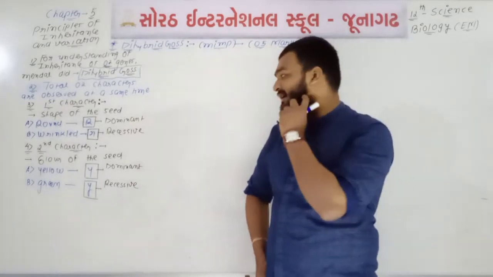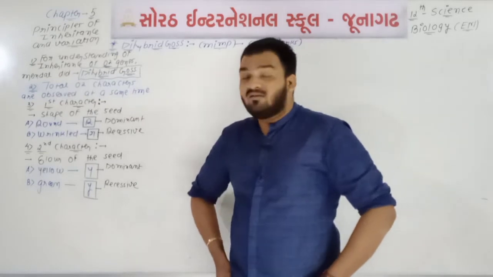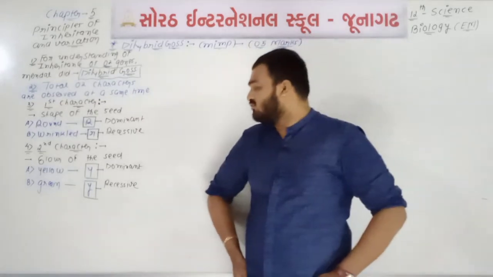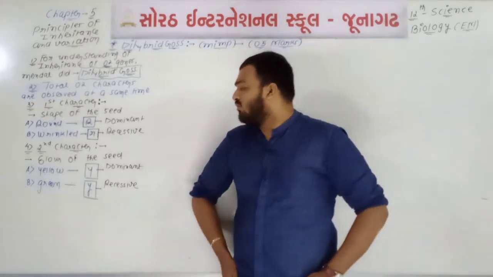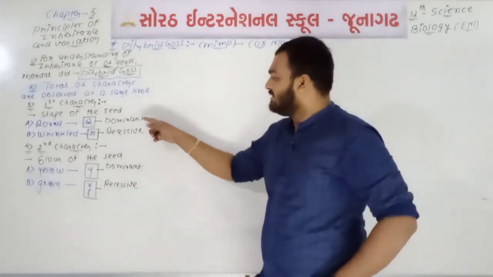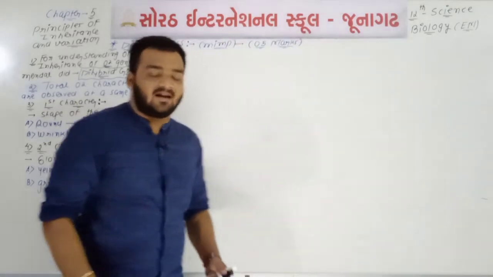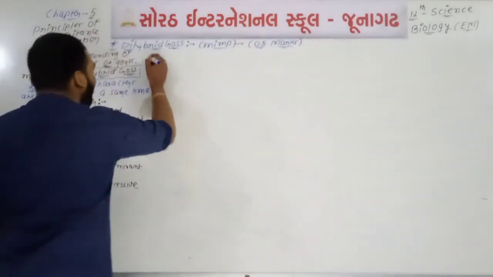What about the second character? It is the color of the seed. The sign is capital Y for yellow, which is dominant, and small y for green, which is recessive. So remember, these two are dominant and these two are recessive. The 4 points are 100% completed.